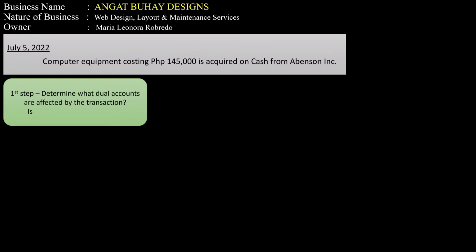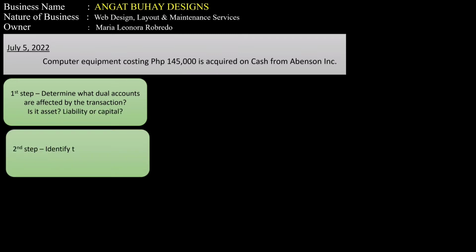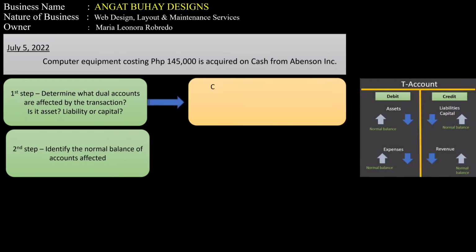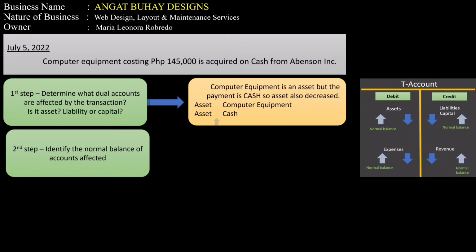So what is the steps to be taken? First step is to determine what dual accounts are affected by the transaction. Is it an asset, liability, or capital? Second step, identify the normal balance accounts affected. So first step, determine the dual accounts. First account affected is computer equipment. So that is an asset. Second account affected is cash, another asset. So asset affected, there's an increase. Increase in asset.